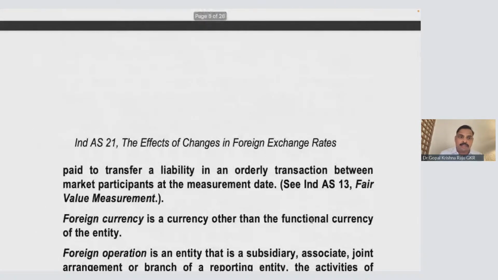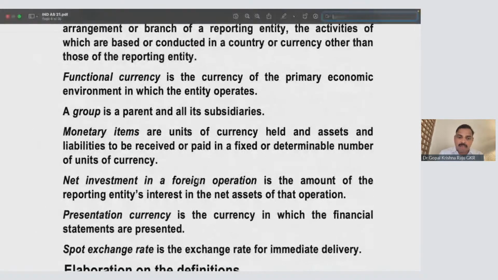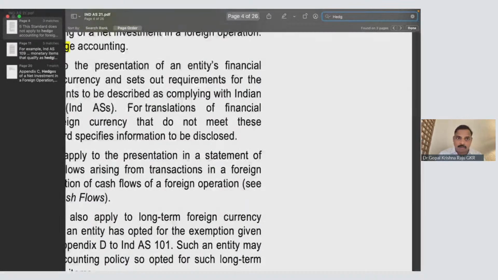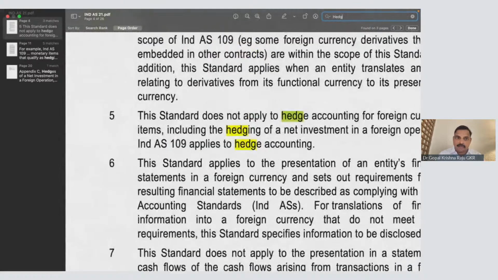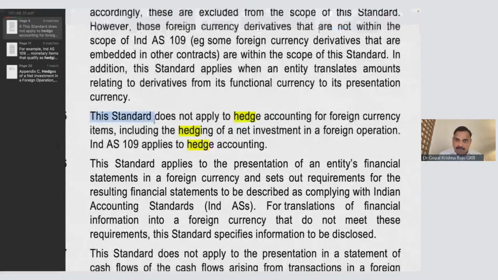So what is your net investment in foreign operations? But the hedging part of it: the hedge accounting for foreign currency items, including the hedging of a net investment in foreign operations, this standard does not apply. What is hedging and what is hedge accounting has to be discussed separately. There will be a case study on that also. So don't worry, I'll be doing these things in my 5th evening session and 6th morning class.